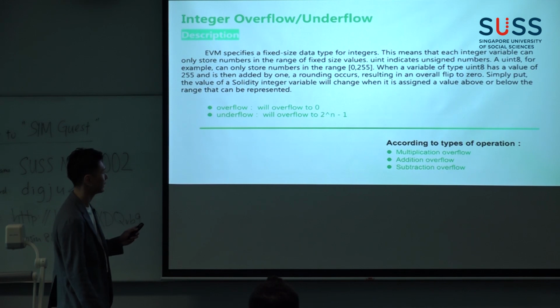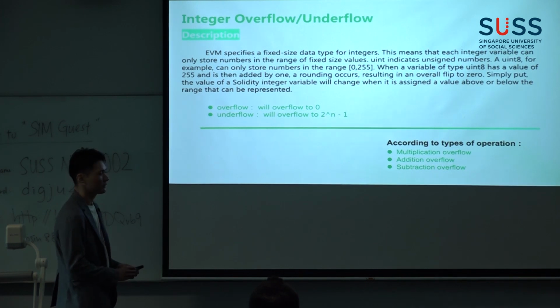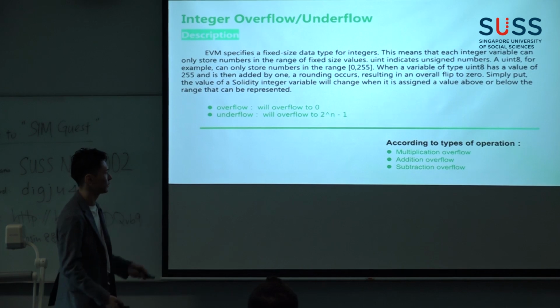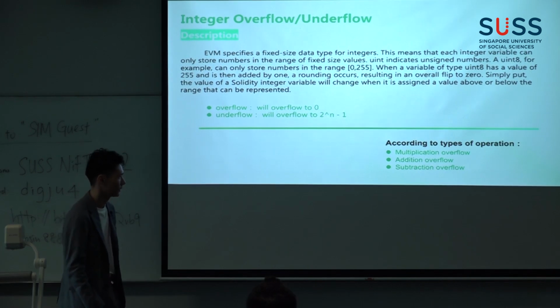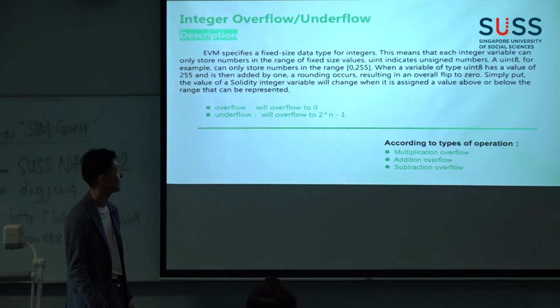Overflow will wrap around to 0, and underflow will wrap around to 2 to the power of n minus 1. Underflow means when the value is already 0 and you subtract 1, it will cause this underflow. So based on different types of operation, we categorize overflow and underflow into 3 types: multiplication, addition, and subtraction.